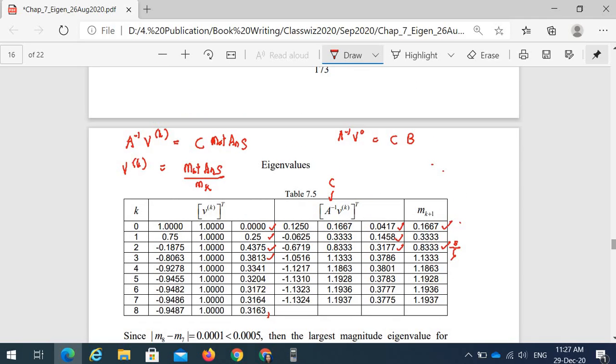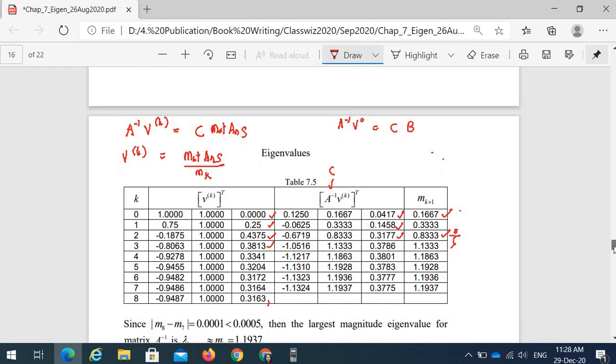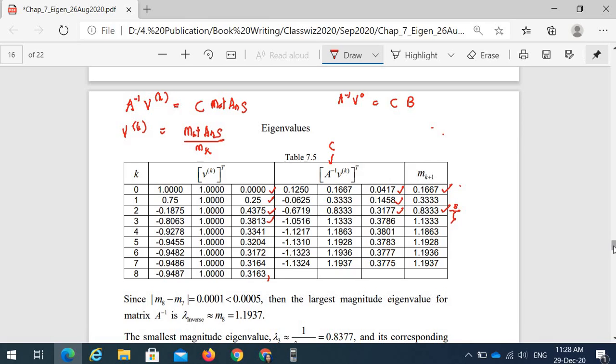Okay, so to conclude: to get the smallest eigenvalue, we use the inverse power method. We have the vector V naught stored as P. Then you find A inverse V naught. The first time you use C times B. You get M1, which is the largest magnitude of A inverse V naught. To find the next V1, you use the max answer, because A inverse V naught is stored in max answer. So you take the max answer and divide by it.